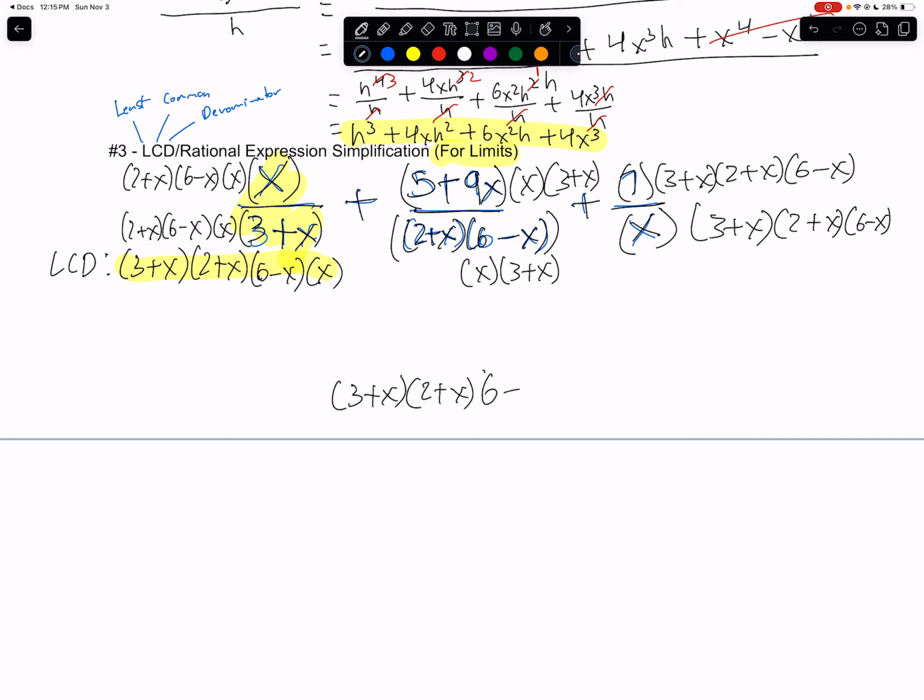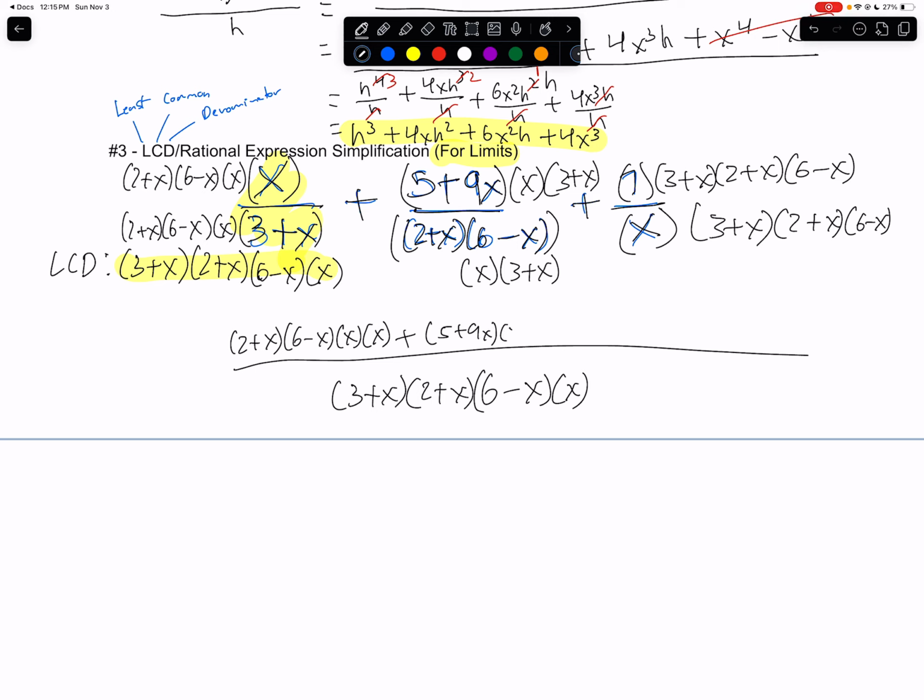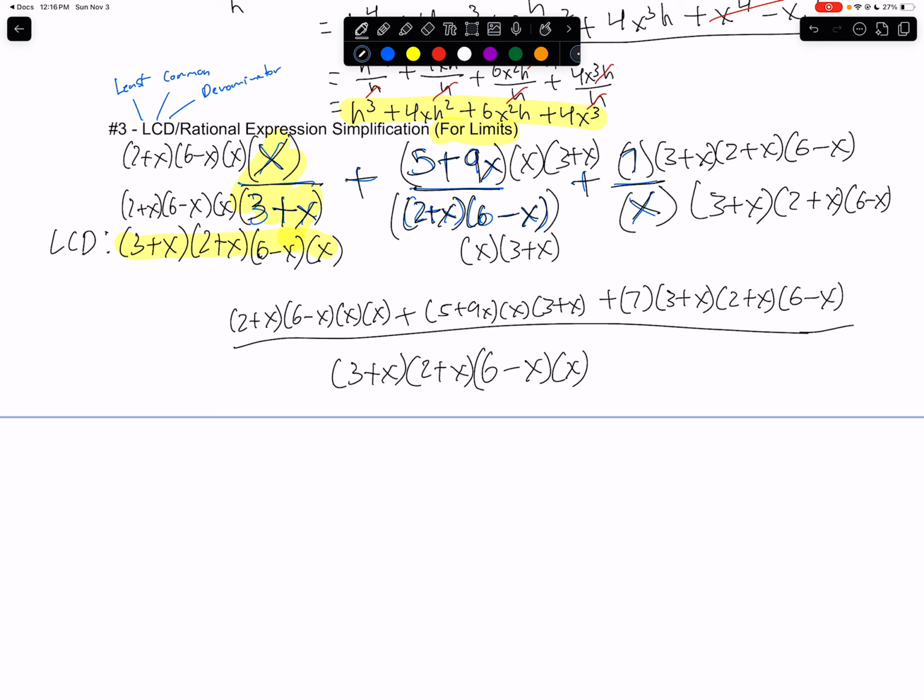And again, what I'm talking about here, let me just write it down here. This is our LCD, so then we'll have this big fraction of 2 plus x times 6 minus x times x plus 5 plus 9x times x times 3 plus x plus 7 times 3 plus x times 2 plus x times 6 minus x. So again, we're putting this into one complete fraction.